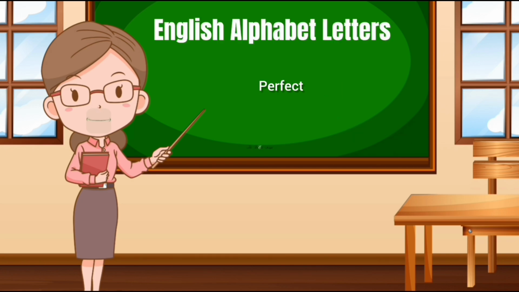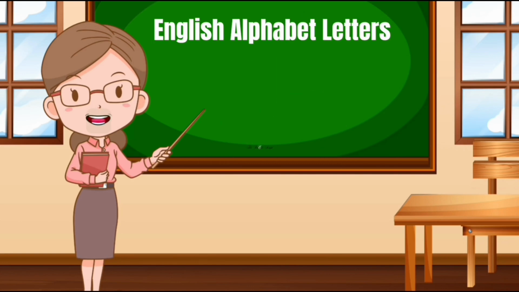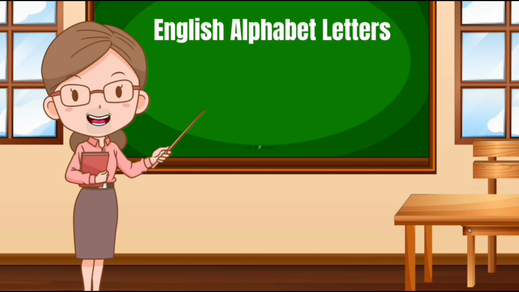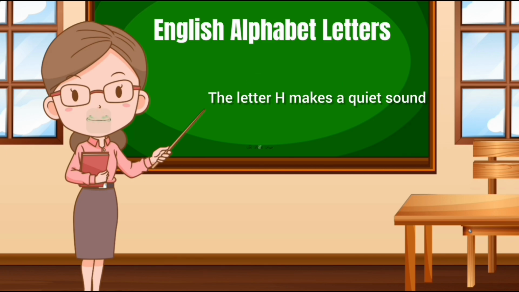Perfect. This is alphabet letter H. Children, the phonics sound of the letter H is like a soft H sound. It's the sound we hear when we breathe out, like when you are feeling hot and say H. So we should always remember that the letter H makes a quiet sound, like when we take a deep breath and let it out softly.